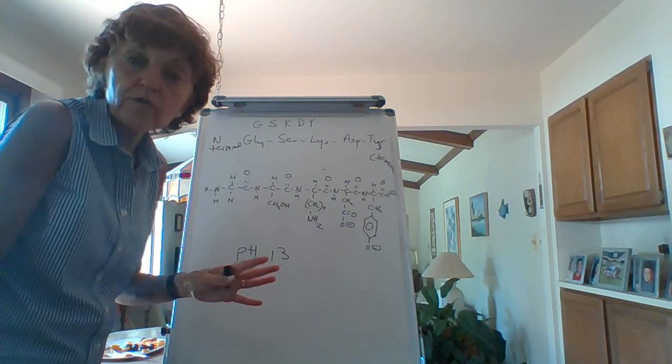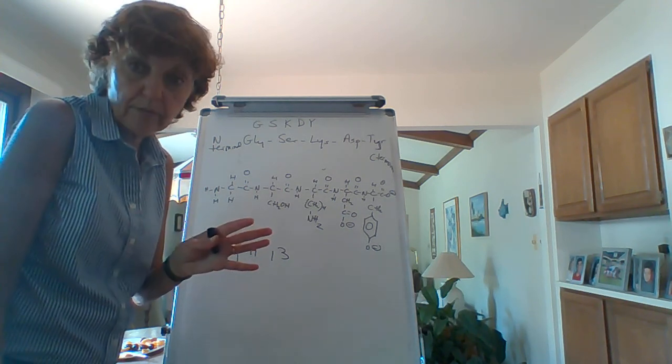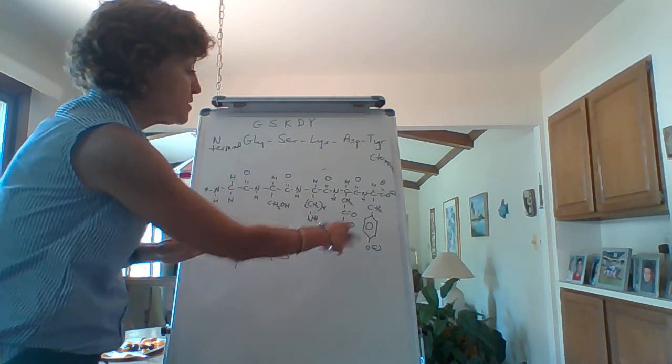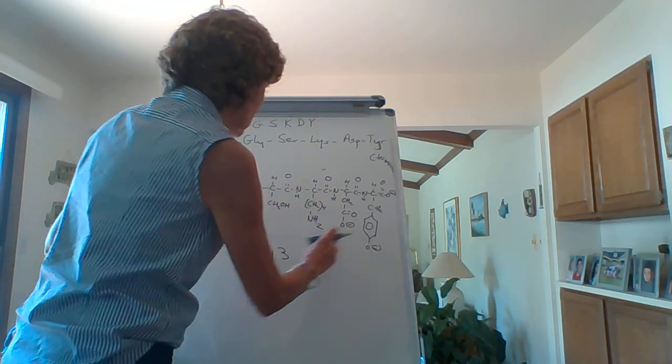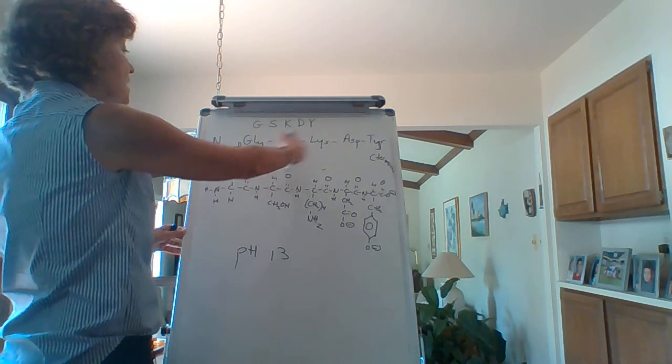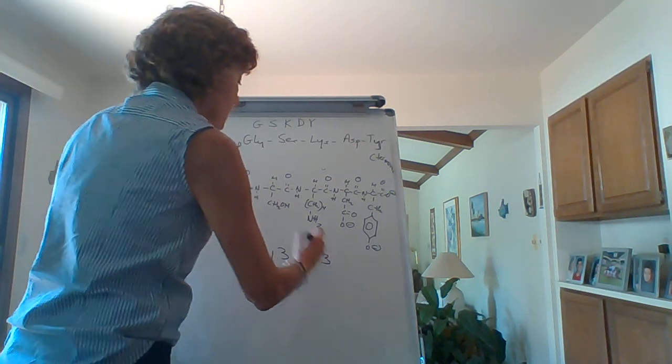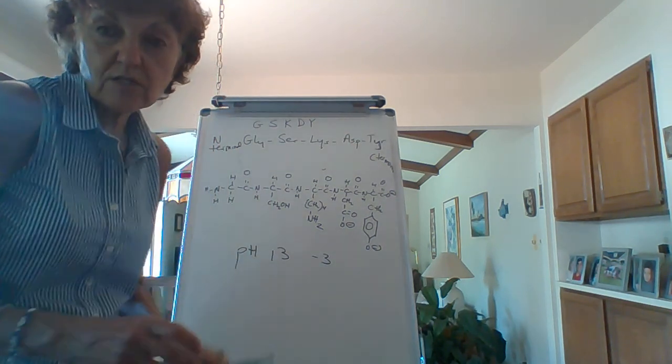None of the other polar neutrals lose any protons, just tyrosine at a very high pH. So if you take a look at this, we have a negative, negative, negative. At a pH of 13, this pentapeptide has a net charge of -3.